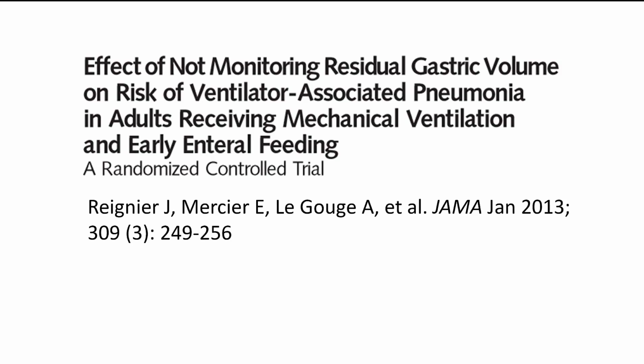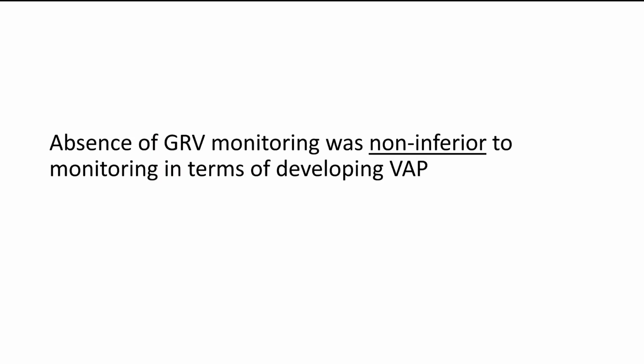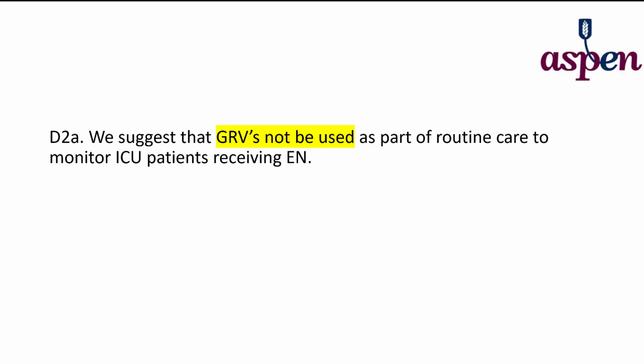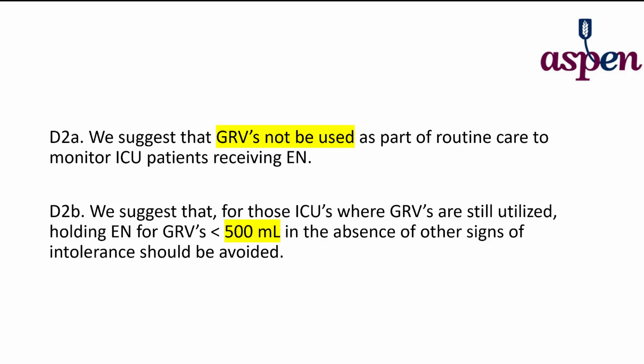Luckily, in 2013, the effect of not monitoring gastric residual volume on risk of ventilator-associated pneumonia was examined in adults receiving mechanical ventilation and early enteral feeding. Their conclusion was that absence of monitoring was non-inferior to monitoring in terms of developing ventilator-associated pneumonia, which is why ASPEN recommends that gastric residual volume monitoring not be used as part of routine care. They do suggest that if you work somewhere they are still utilized, that a cutoff of 500 milliliters be used before holding tube feeds.